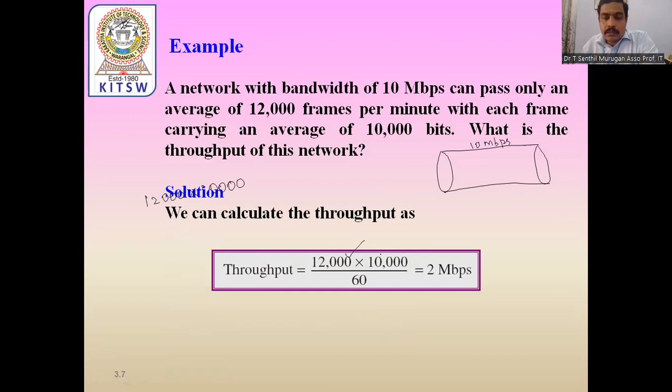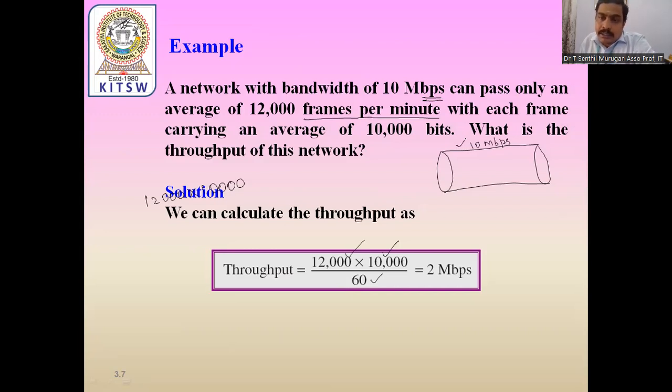12,000 frames into 10,000 bits gives total bits per minute. They are saying per minute, but we want that per second. Here they have given per minute, but we will calculate bits per second.